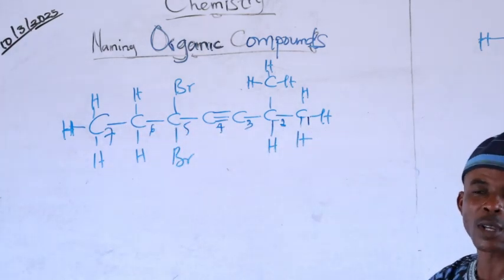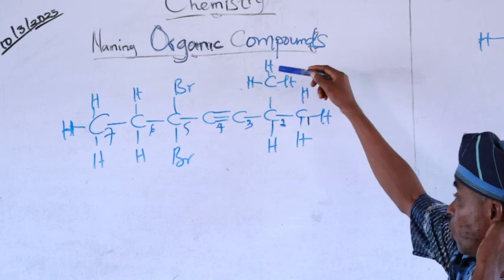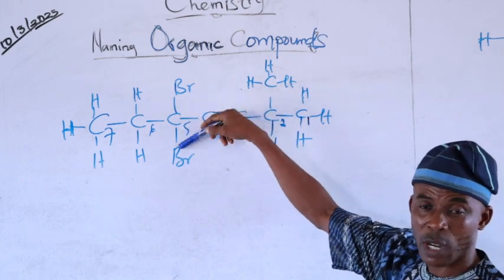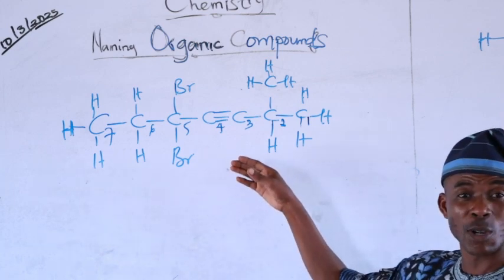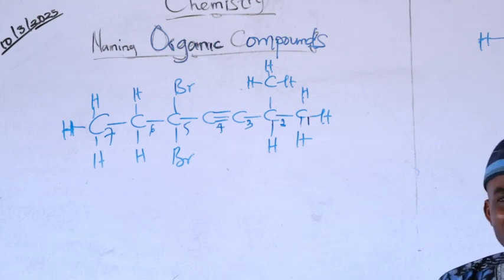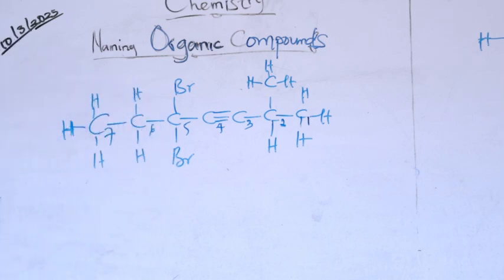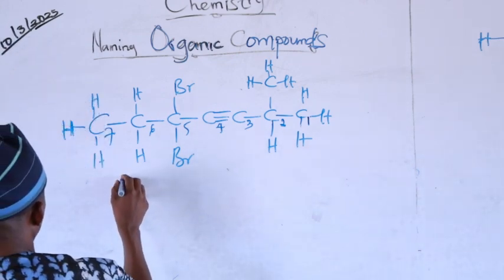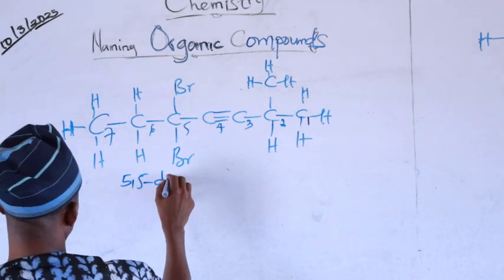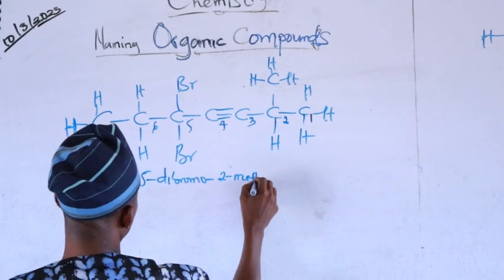Now, where do we have the substituent attached to? We have 1 attached to number 2. We have 2 attached to carbon number 5. But the substituents must be named in alphabetical order. What are the substituents present there? Bromo. Then which one comes first? So that means we have 5,5-dibromo. Then we have 2-methyl.